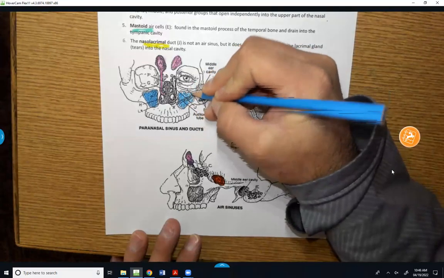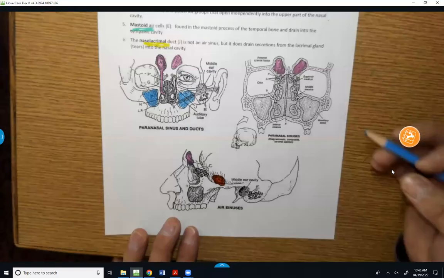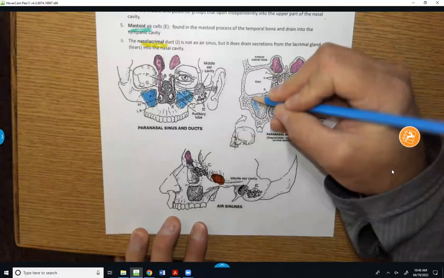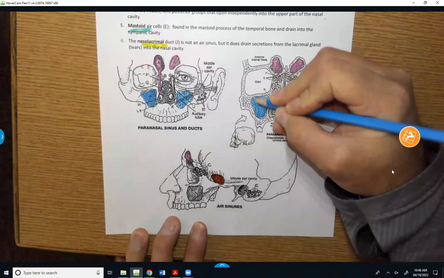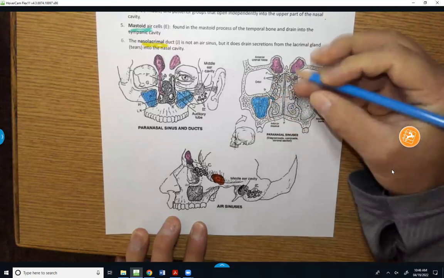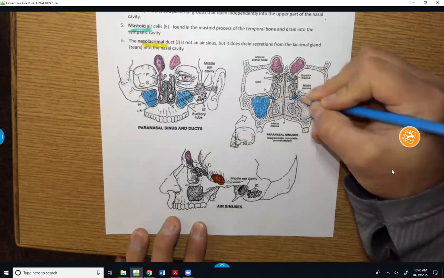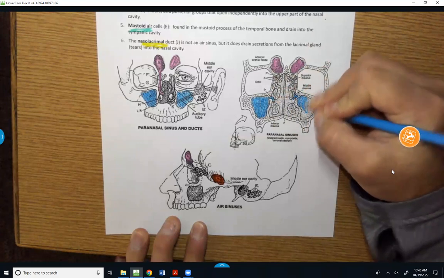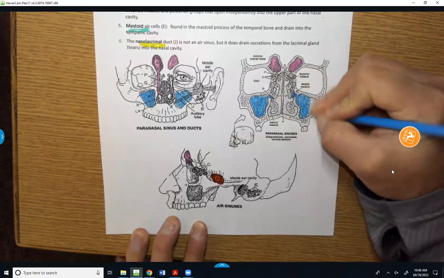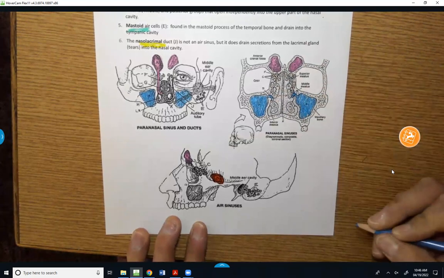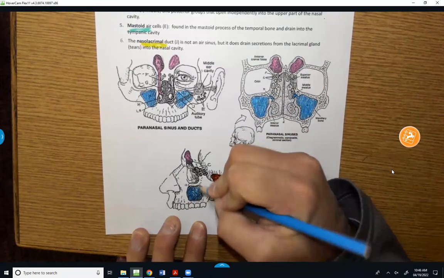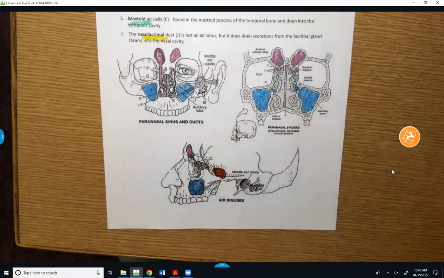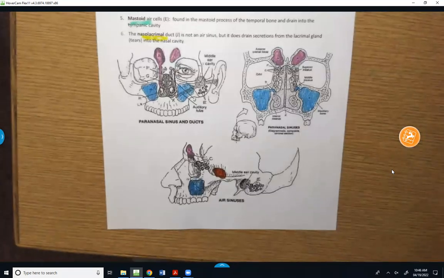Maxillary sinuses are in your maxillary bones. Pretty good sized sinuses. This one on the right shows you where their duct connects to the nasal cavity. And then on the bottom, we can only see one since we can only see half the head.